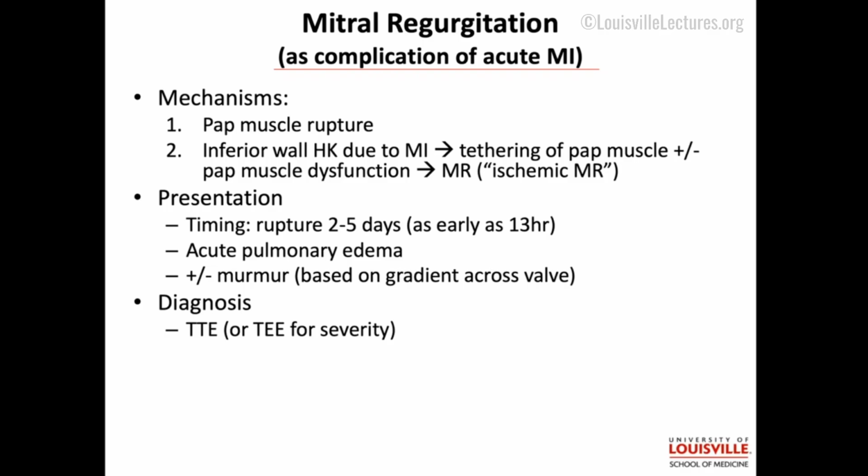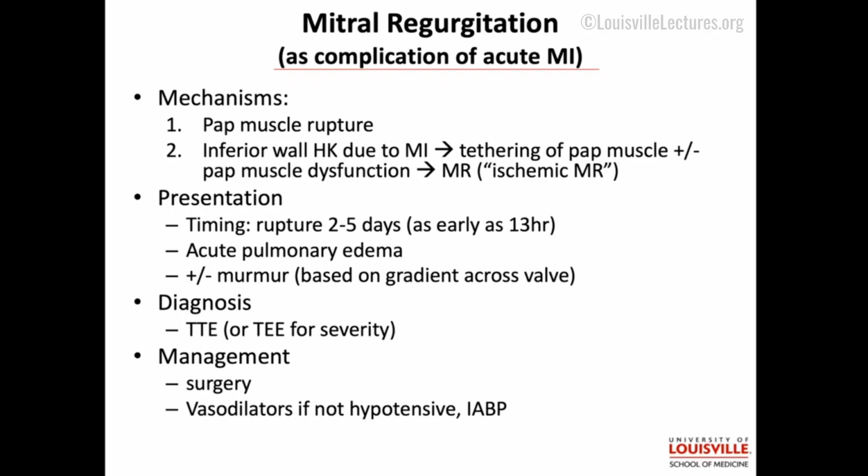Sometimes we have to go for TEE in order to see things clearly and to really understand the severity of the problem. And then really, surgery is going to be your treatment for this. We sometimes try to get them through with some of these temporizing measures that are basically afterload reducing. If we can afterload reduce, we can try to force some of the LV outflow to go into the aorta instead of backwards, but the pressure inside the left atrium is going to be 10 or 15 millimeters of mercury in this instance. The pressure in the aorta is much higher than that. So it's very hard to manage this complication with vasodilators alone.